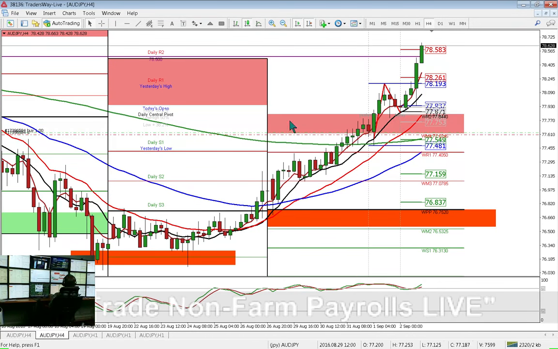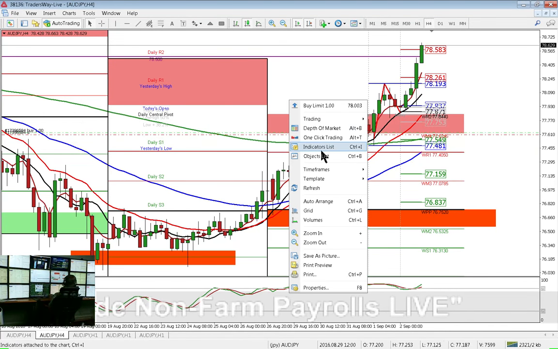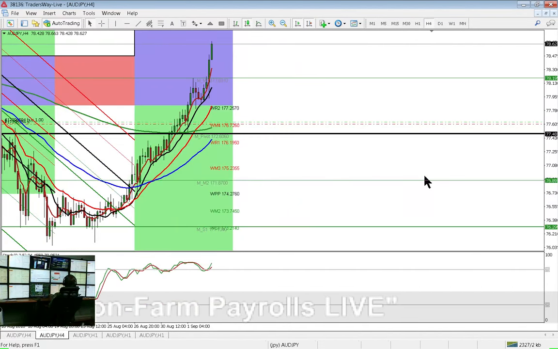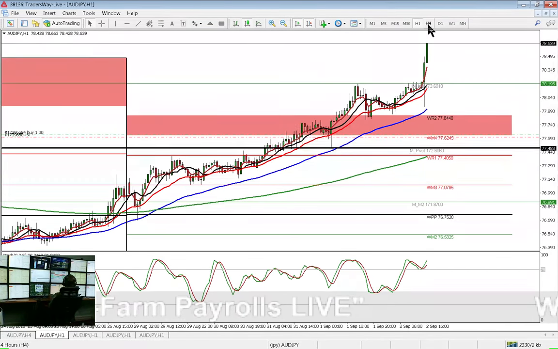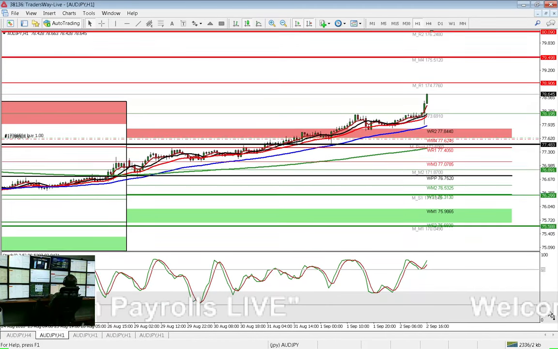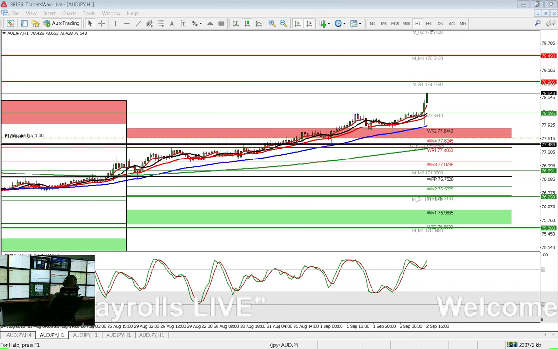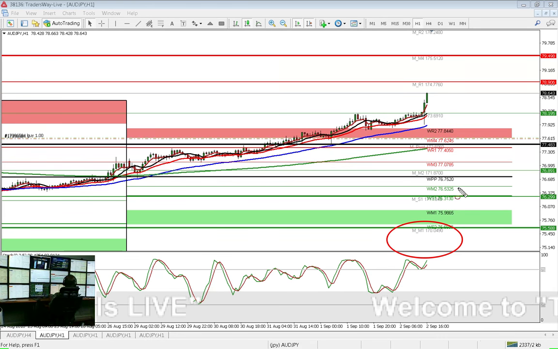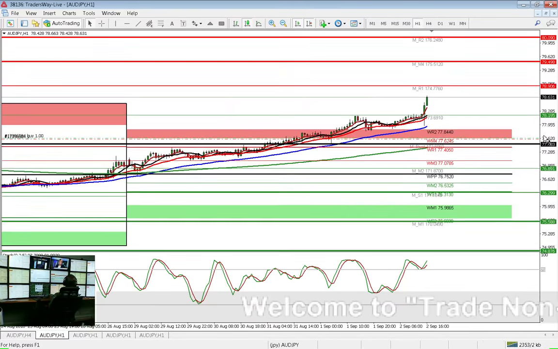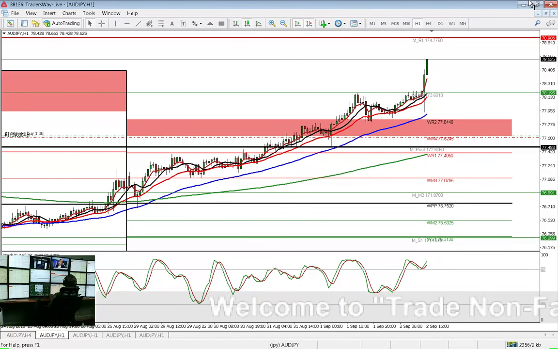So let me change the template here from my day trading scalping template. Change templates here and we can look at clusters. Clean that up. Okay. And now I'm looking for weekly and monthly clusters. Right? So here's a cluster of weekly, monthly. Here's a cluster of weekly, monthly. Here's a cluster of weekly, monthly. And there's nothing really on the upside. Okay?